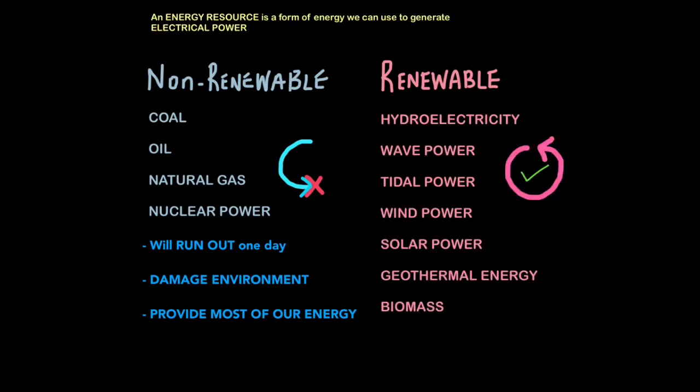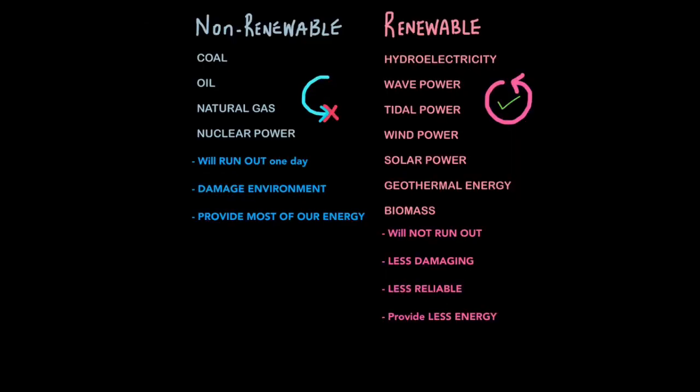But as you can see, there are plenty of alternatives. These are the renewable energy resources. We have hydroelectricity, wave power, tidal power, wind power, solar power, geothermal energy and biomass, all of which we'll look at in more detail in a bit. These will not run out, they are less damaging to the environment, but they are less reliable, a lot of them depend on weather, and they provide less energy. So really this lesson is about weighing up the pros and cons for these two groups of energy resources.